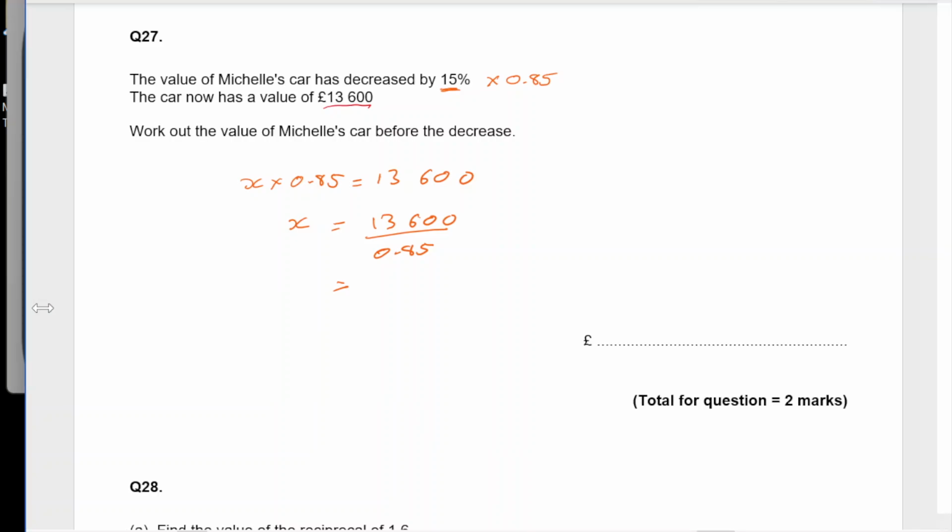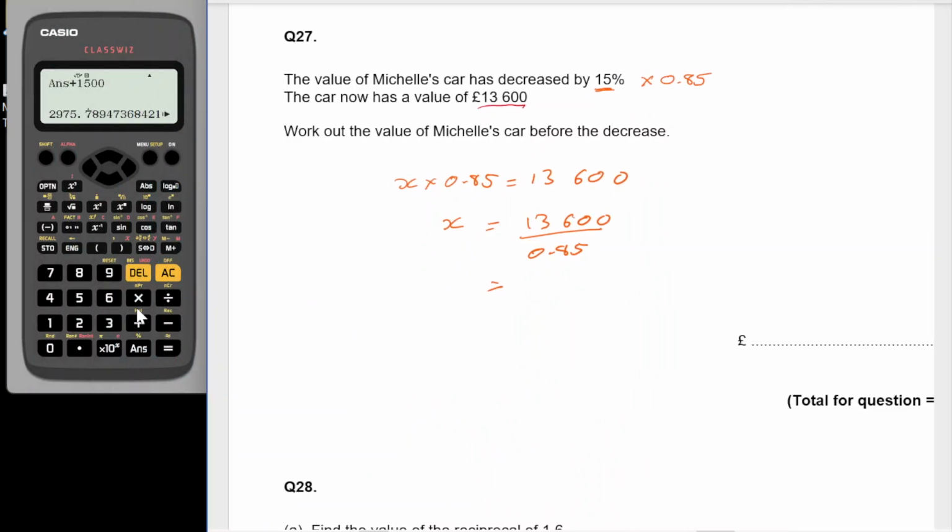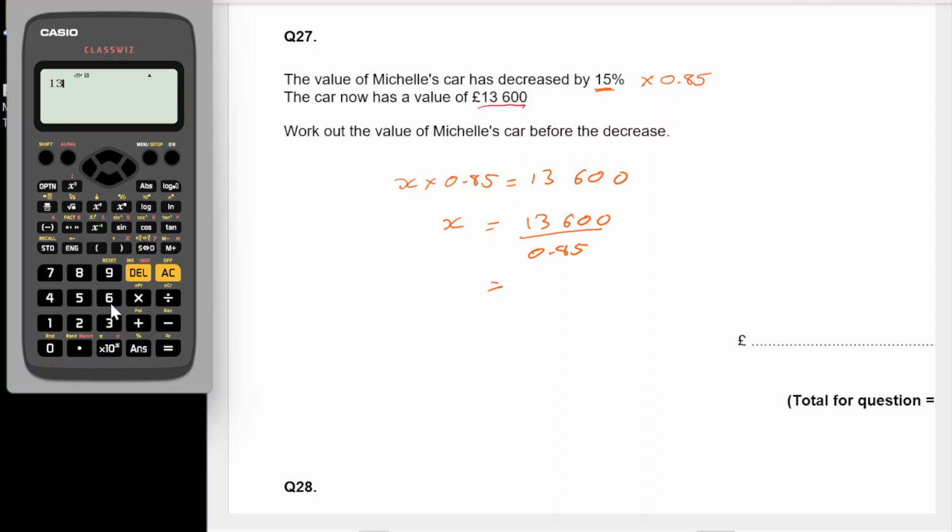So let's bring the calculator in for that. So 13,600 divided by 0.85 gives us 16,000 as the original price.